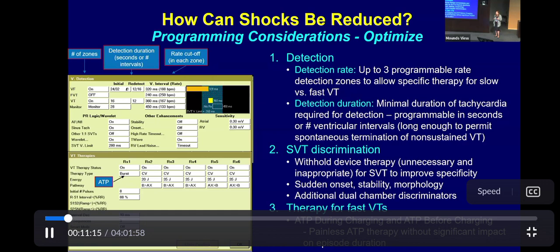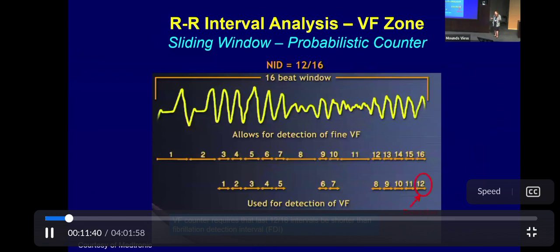So you want to avoid inappropriate shocks, right? And then there's sudden onset, stability, and morphology, which have been around for a while, and we'll talk about them. And then you have separate dual chamber discriminators. And then treatment for fast VT. We know in the EP lab, when we used to do a lot of EP studies, we can pace terminate VT, even at very rapid rates. So this is a way, and we see it in standard programming in devices, to program pacing even in the fast VT zone.